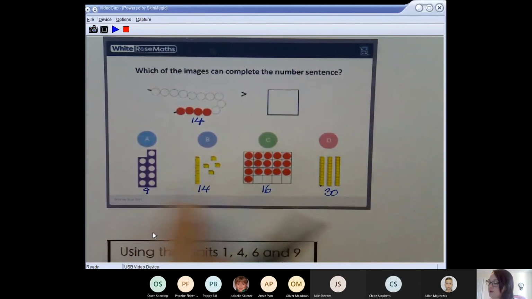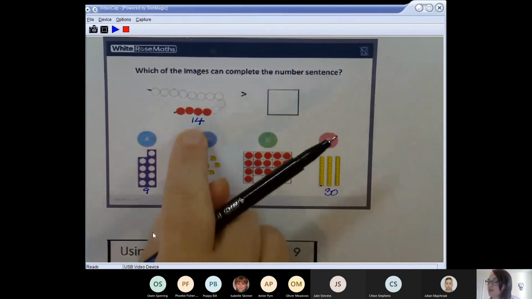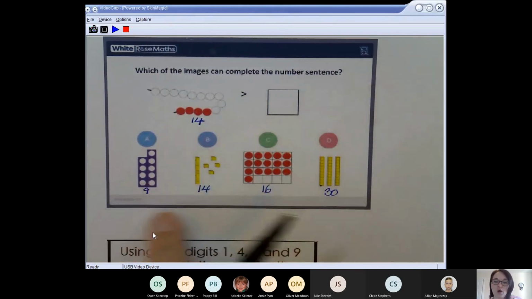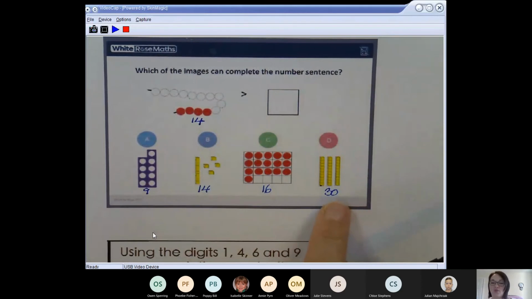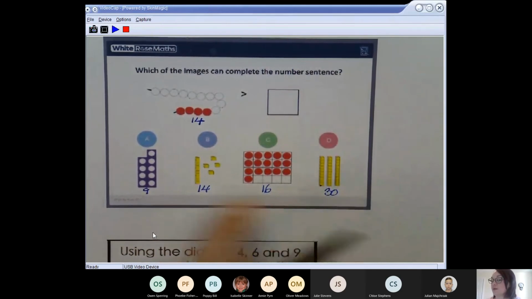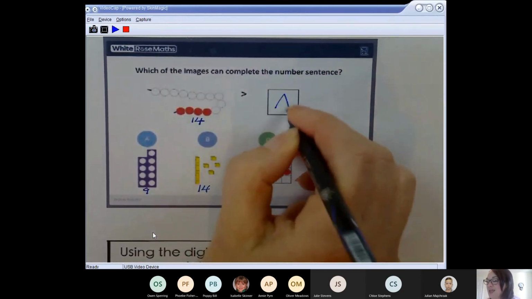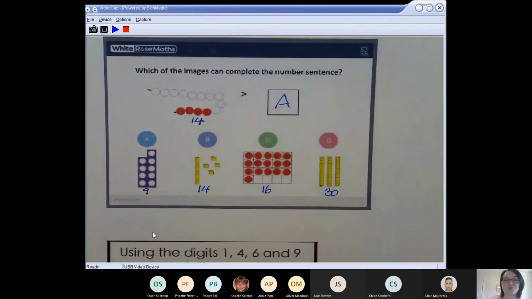And now by recognising what those pictures show, I should be able to think about which of those should go in here. 14 is greater than one of these. It isn't greater than 30. 14 is not more than 30. It's not more than 16 either. It's not more than 14 because it's exactly the same. So the answer actually was A that went in there. 14 is greater than A because A shows 9.